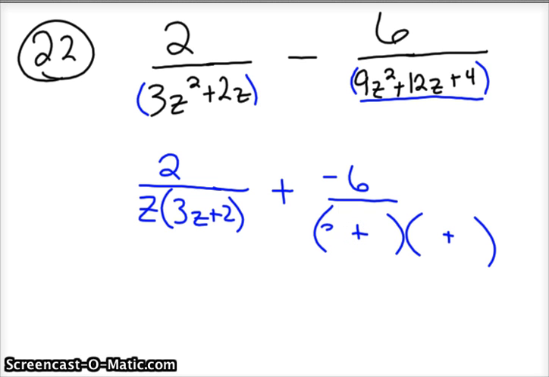9z squared breaks into 3z and 3z at the front. Or you could have used 9z and 1z. I mean, I don't know yet. And then 4 in the back is either 4 and 1 or 2 and 2. I'm assuming it's going to be 2 and 2.